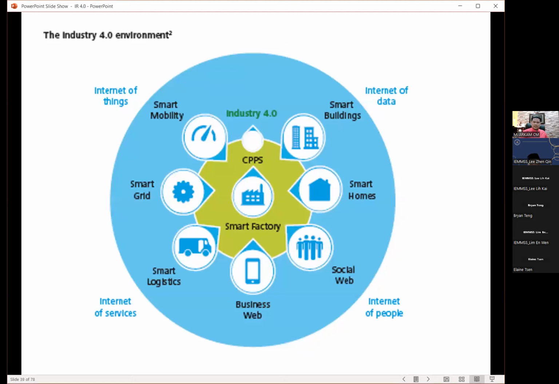Smart factories, smart buildings, smart homes, social web, business web, logistics, smart grid, smart mobility, and all these things will be integrated together into the Internet of Data, Internet of People, Services, and also IoT, Internet of Things. So the data and things, everything needs to be online. Our monitoring system needs to be online. We want to see things from our smartphones, and that has become our necessity in the present era.